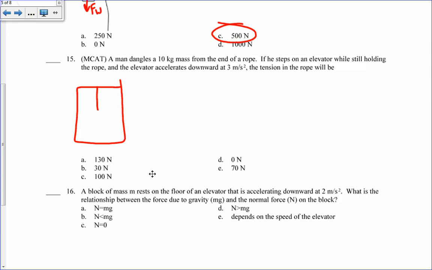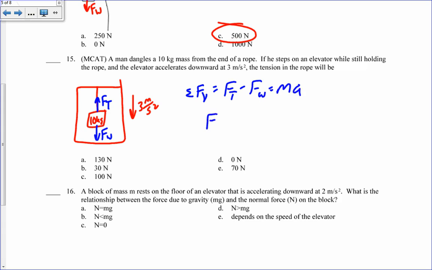So this is very similar to our homework problems. I'm not going to draw the guy. I have a 10 kilogram mass. It's accelerating downward at 3 meters per second squared. There are 2 forces acting on it, the tension and the weight. Sum of the forces in the y. All right, so Ft equals Fw plus ma.